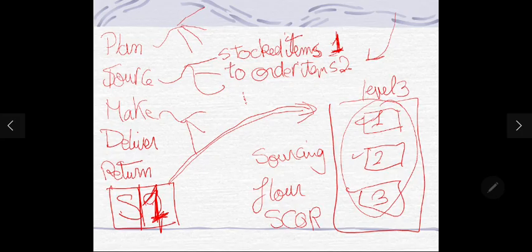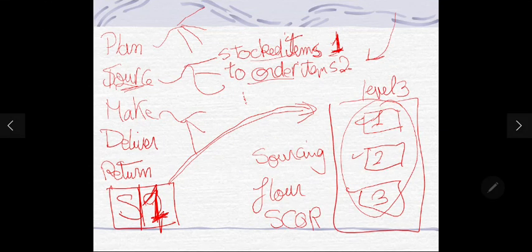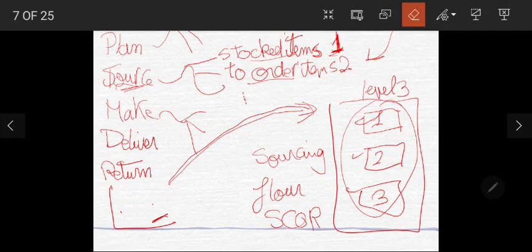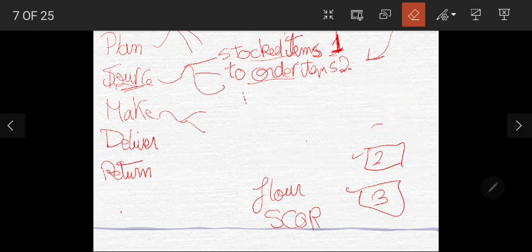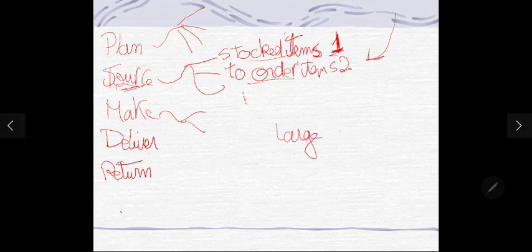So why do we do that? Why are we classifying the sourcing into stocked items and order items? Because basically there is a huge difference between them. In other words, if you are buying stocked items, usually you're buying in large quantities.